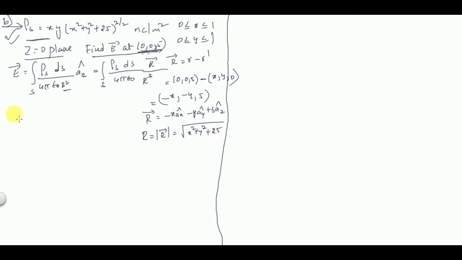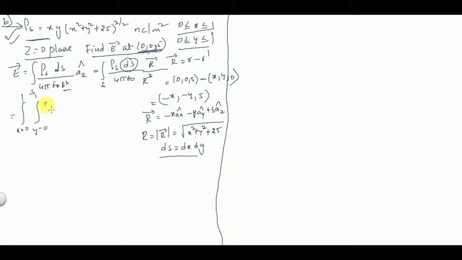Okay, so if you substitute here, what is dS value? dS is equal to dx dy, because z is equal to 0 is the plane here. So dS is equal to dx into dy. The limits I am substituting here because it is given: x is equal to 0 to 1, and y is equal to 0 to 1.